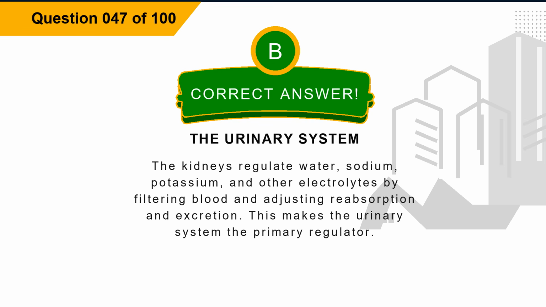The urinary system. Explanation. The kidneys regulate water, sodium, potassium, and other electrolytes by filtering blood and adjusting reabsorption and excretion. This makes the urinary system the primary regulator.